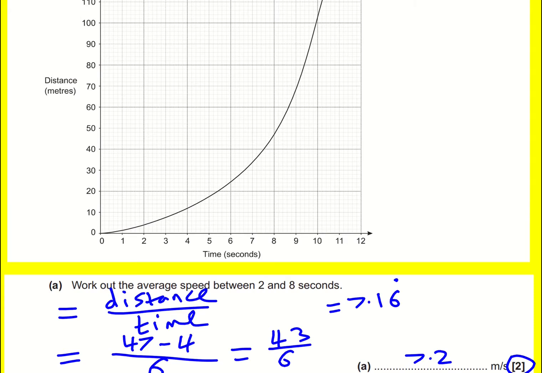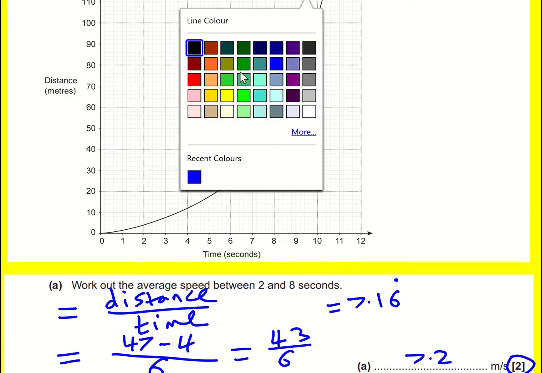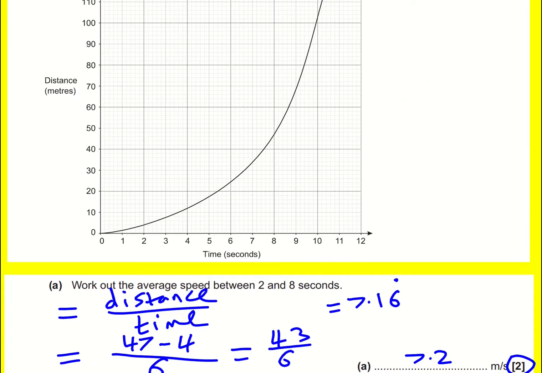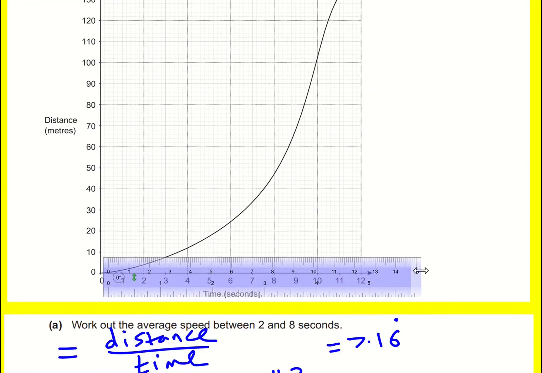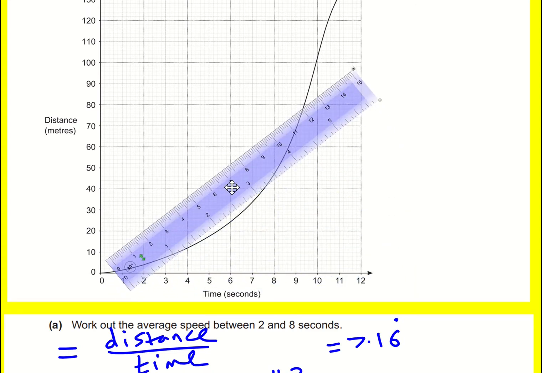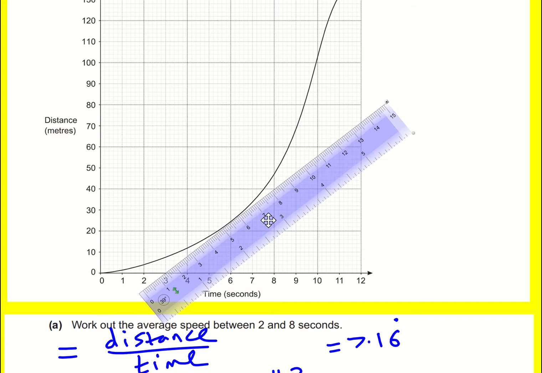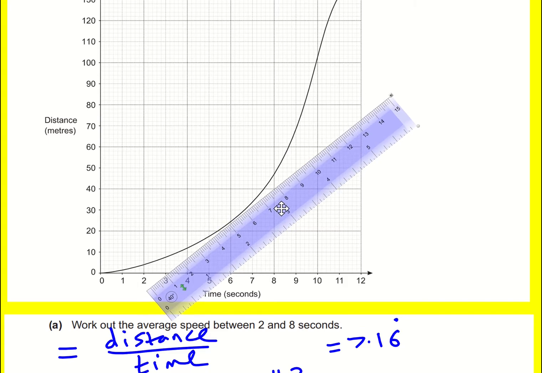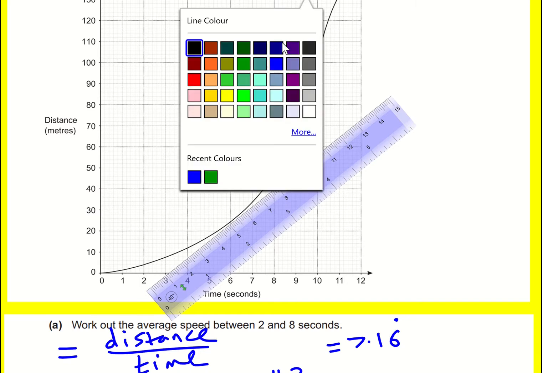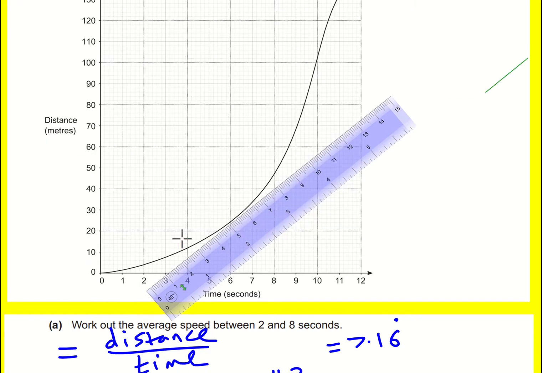Right, for this we need a really well drawn tangent. Bit easier when you've got a ruler, actually. I should probably get my ruler out. There we go. So I'm trying to find, actually that's not bad. I'm trying to find a really good tangent to draw. Maybe just slightly steeper. It just touches it.